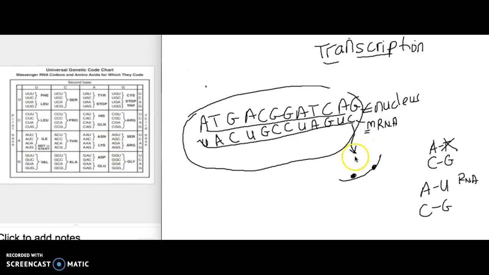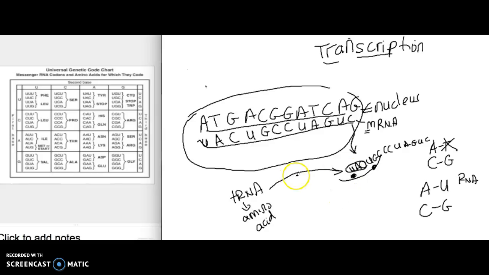Now, once the mRNA is outside, the tRNA will bring the amino acid for the code that we have here. So the code is U, A, C, U, G, C, C, C, U, A, G, U, C. Now each code is read in triplets. So when the tRNA comes and reads, it will read each one. Each three letters is called a codon.